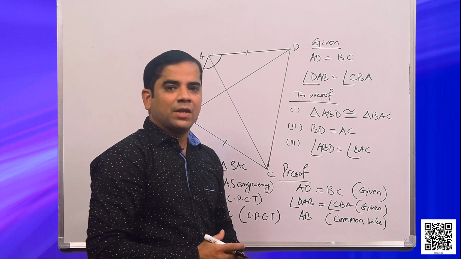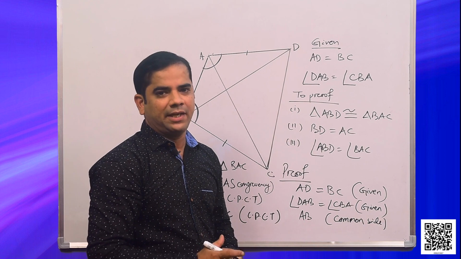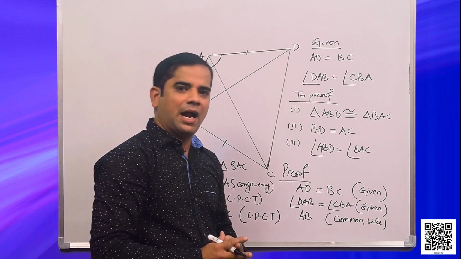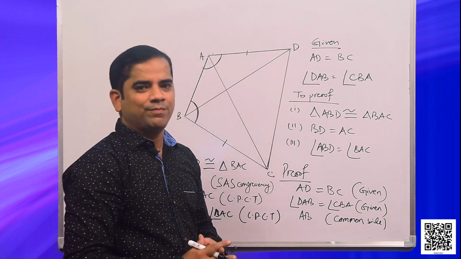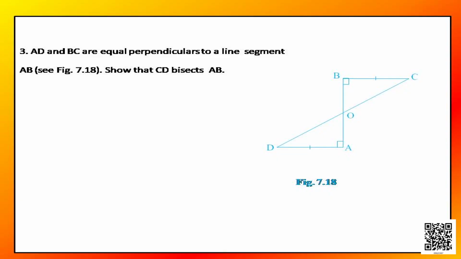So, in this way we have proved that triangle ABD is congruent to triangle BAC, after which we can clearly say that BD is equal to AC and angle ABD is equal to angle BAC. Okay? Hope you understood. Students, let us discuss question number 3. It says AD and BC are equal perpendiculars to a line segment AB. Show that CD bisects AB. Let me draw the diagram first.